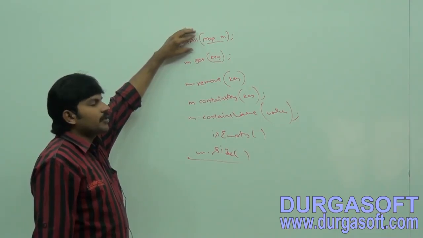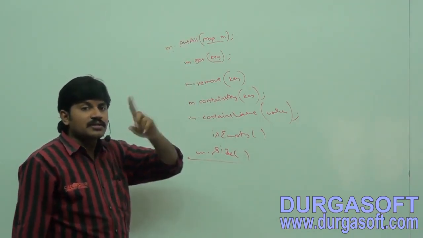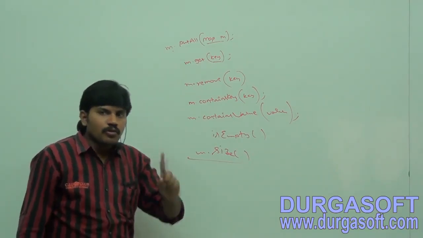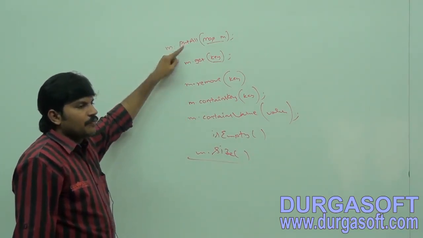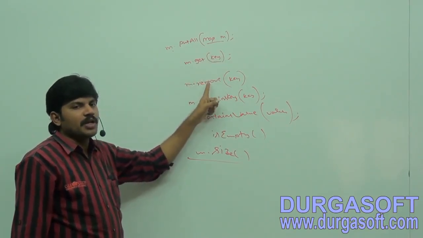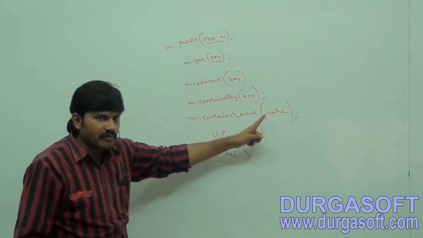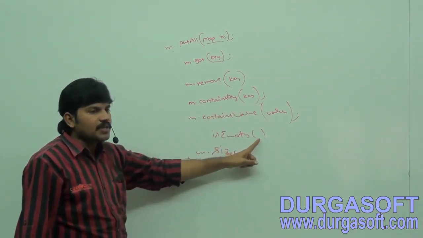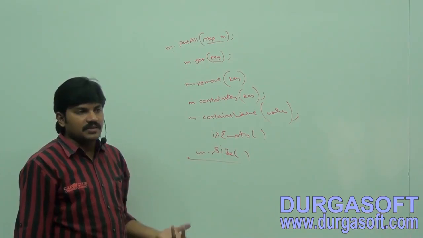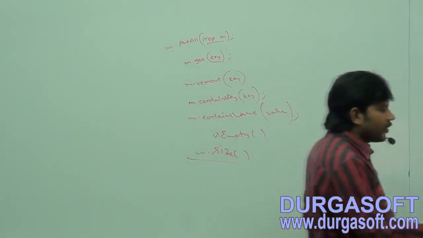So if you want to add a single key value pair, put method; a group of key value pairs, put all method. If you want to get the value associated with the key, get method. If you want to remove one key value pair, remove method. To check whether a particular key or value is available, whether the map is empty or not, and what the size is, these methods are clear for all of you. Better to take notes from the screen.